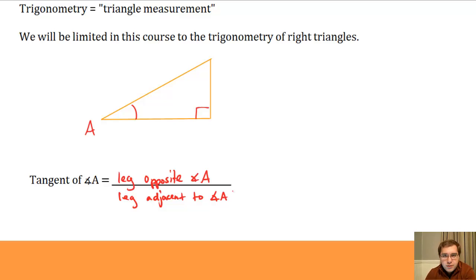So we know all right triangles have two legs and then the hypotenuse. The leg opposite angle A is the one all the way on the other side. So this is opposite angle A. The leg adjacent to angle A is the one next to it, which is this one. So when I want to find the tangent ratio for angle A, I take the length of the side opposite angle A and put that in the top of my fraction, and I put the length of the side adjacent to angle A in the bottom of my fraction. And that's all it is.